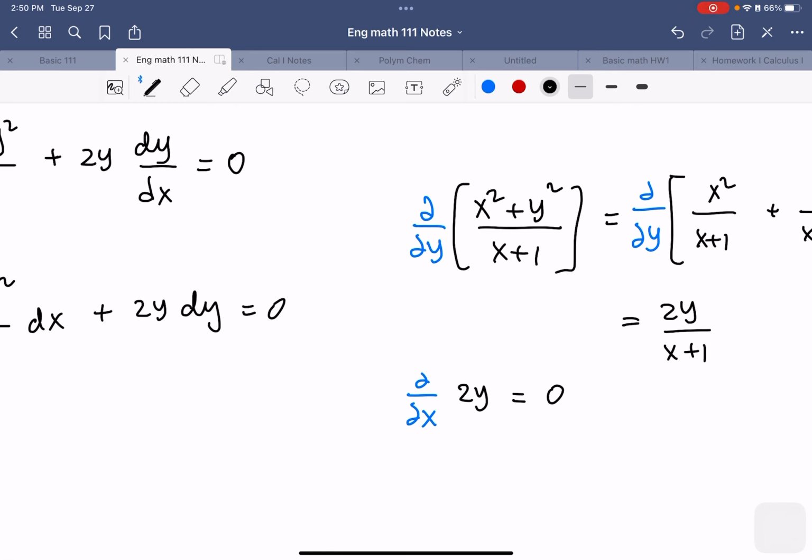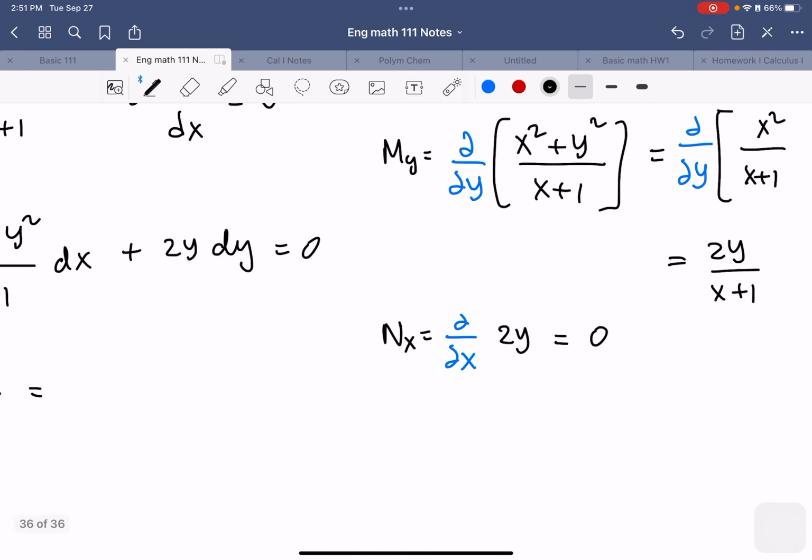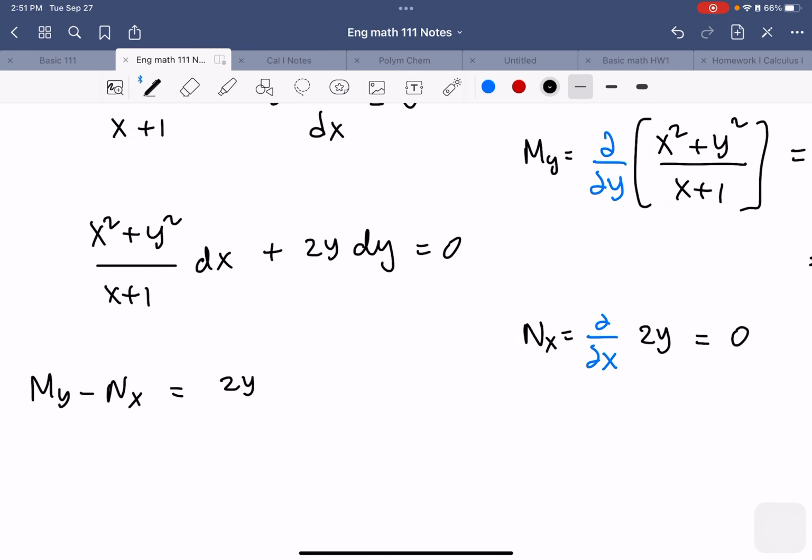And of course, from this particular My and Nx, okay, if you forget that this is My, this is Nx, partial M partial y and partial N partial x. So it's not the same, so we know that it's not exact. Then we need to choose, okay. Let's just begin with My minus Nx. This is equal to 2y over x plus 1.